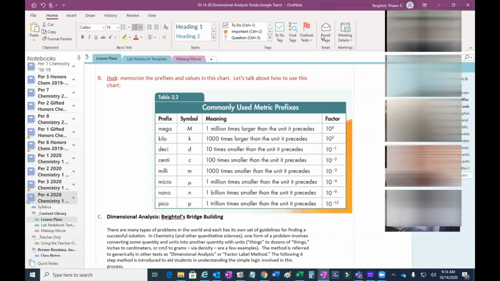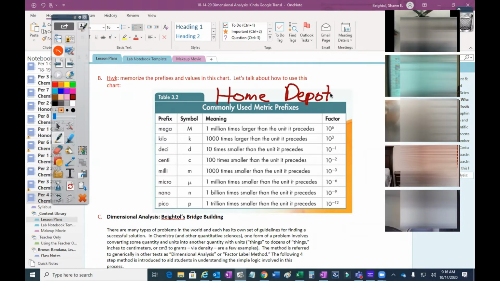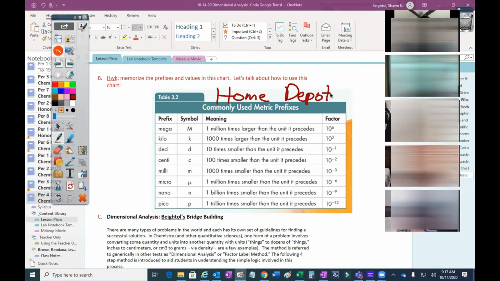I'm going to start with the table that I asked you to memorize about 6 days ago. I like to call this chart Home Depot. You'll understand why. You do not need to memorize all of this in the middle. Here's how you use this chart. Do not worry about memorizing all of those words.